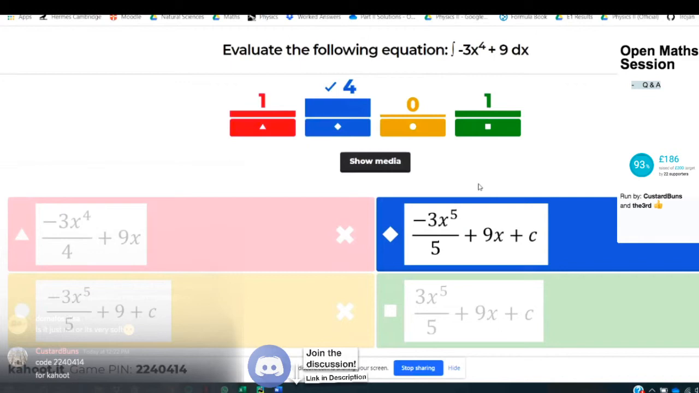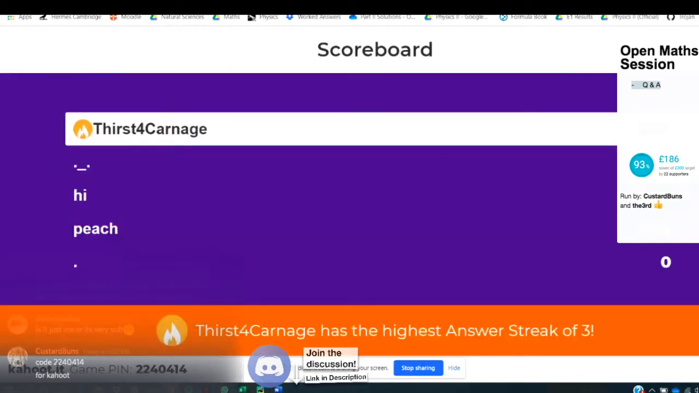The yellow option that no one clicked is incorrect because you haven't integrated the 9 to become 9x. The green term is very sneaky because I've purposely left out the 3x to the 5 over 5, or otherwise it would have been correct. And then of course the blue answer is correct because it's employing our rule of adding 1 to the power, dividing by the power, as well as making sure to include the plus c term. So we're going to go into the final question.